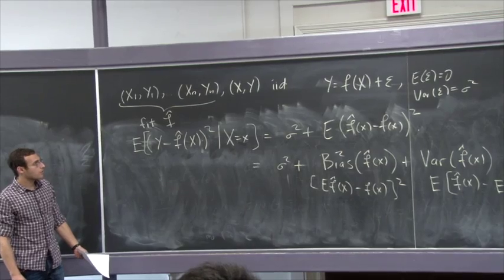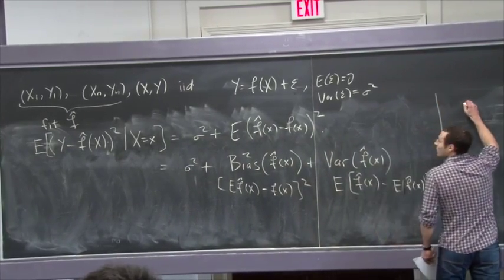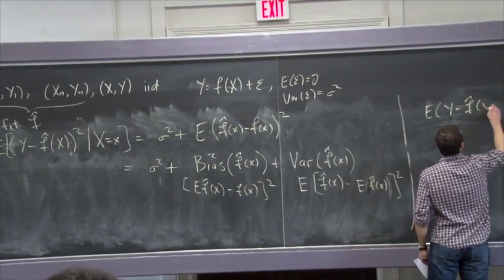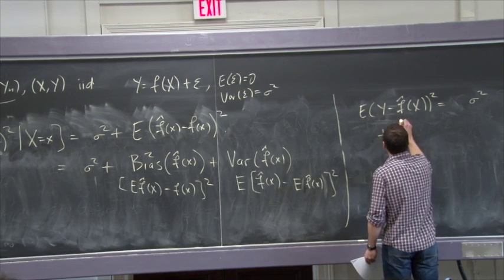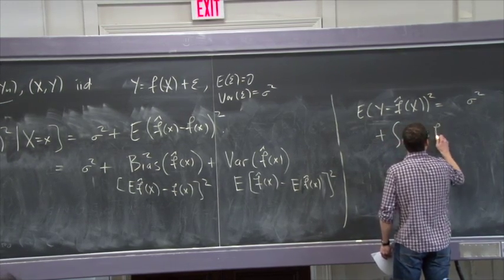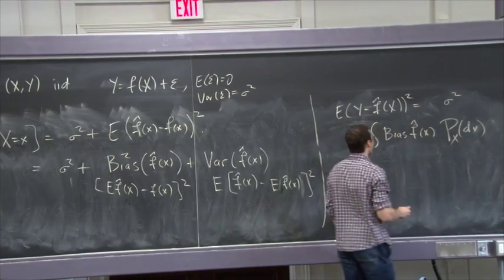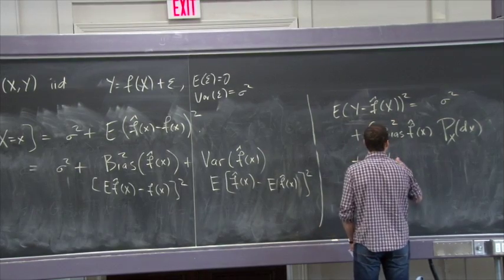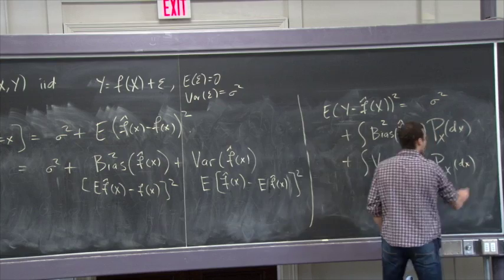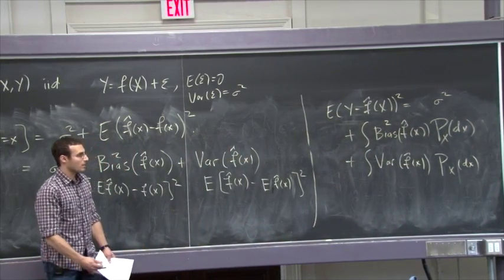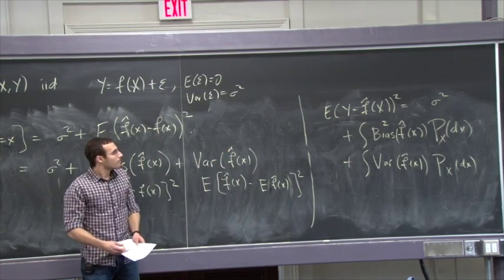How do we get the unconditional test error? Well, we just integrate over x. So that's what I had written down last time. The expected value of y minus f hat of x squared is just sigma squared. If I integrate over the distribution of x, it doesn't change it. Plus the integral of the squared bias at the point x times the density of x, plus the variance of f hat of x times the density of x. So that's what it looks like unconditionally, and that's what we'd seen last time. So this says that the expected test error is the average bias plus the average variance plus sigma squared.